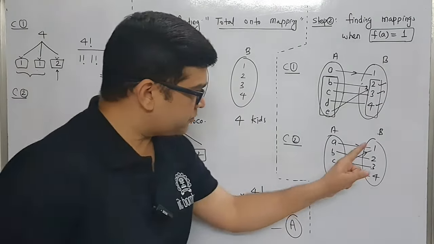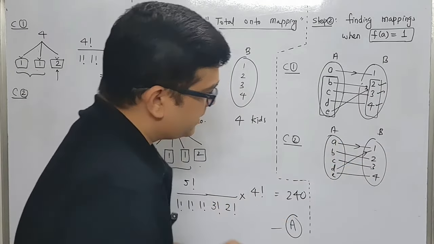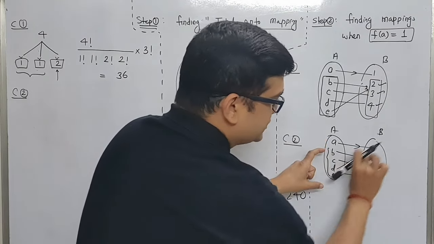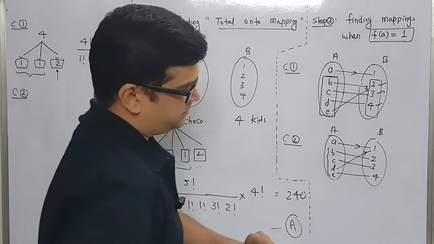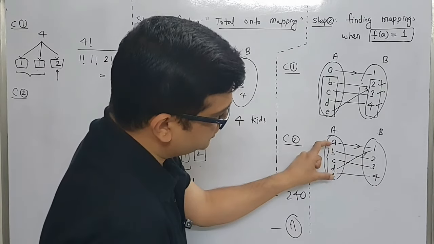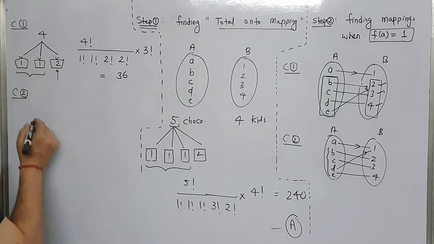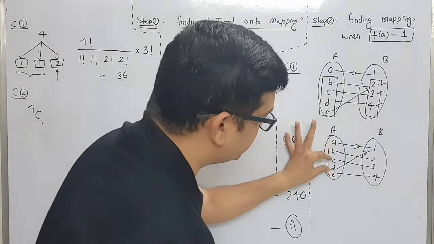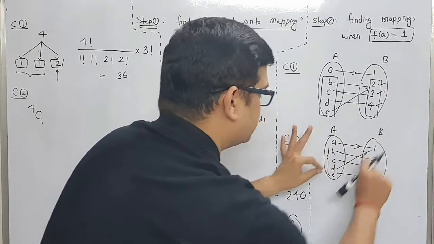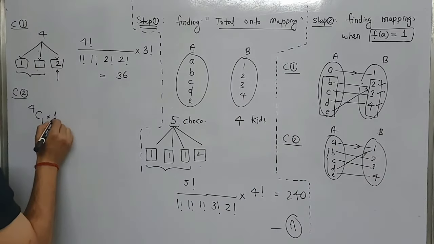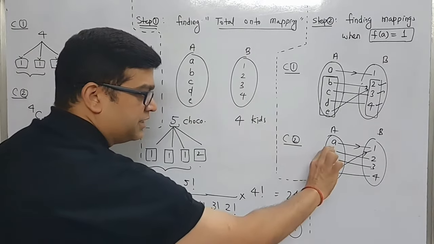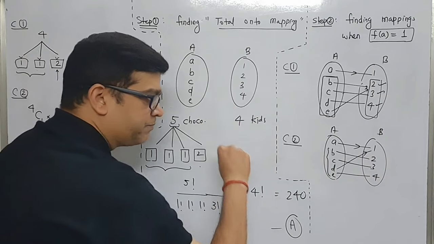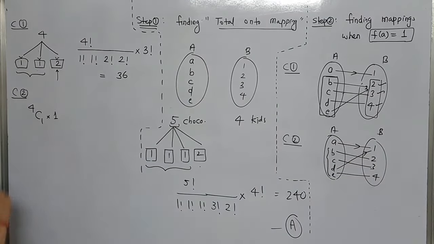In case 2, 1 is mapped to A, and out of these 4, someone else is also mapped to 1. So what I do first, out of these 4, I pick any one and associate it with 1. So that can be done in one way. 4C1 is the number of ways I can pick any one of these, and once it is picked up, I can associate it with 1 in one way.